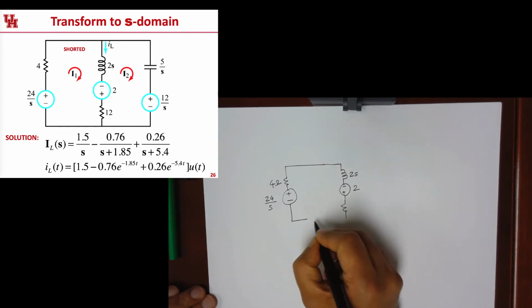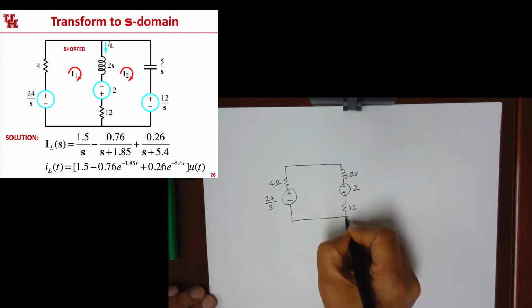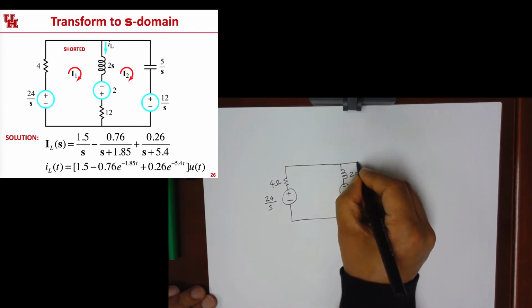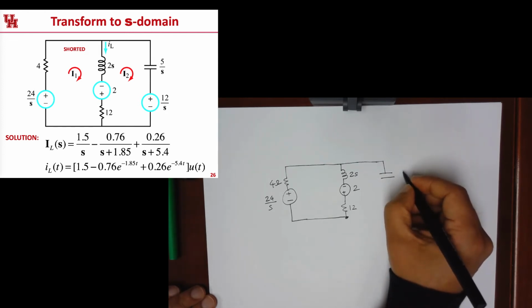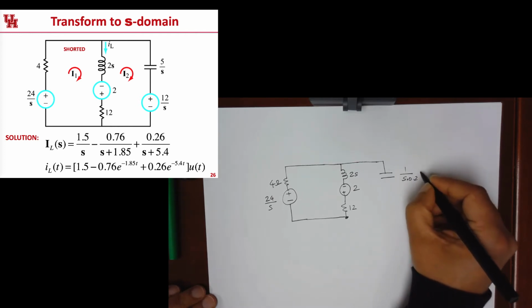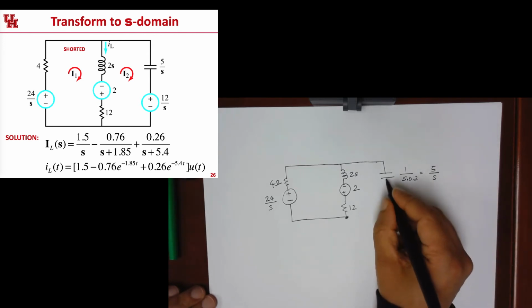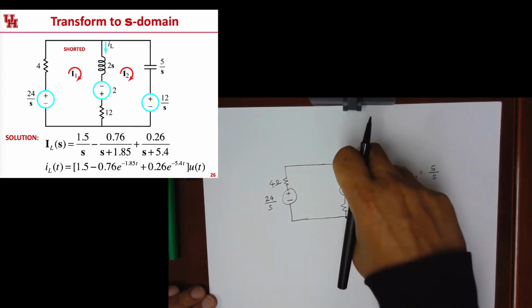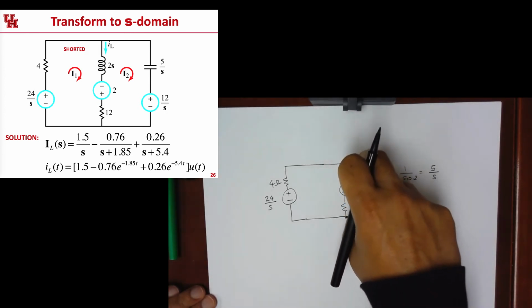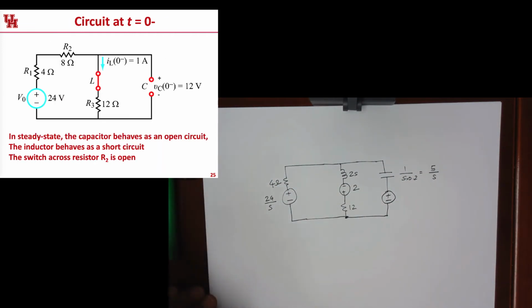And then you still have the 12 volt resistor, okay, and then the capacitor becomes, okay, it's 0.2 farad, so 1 over S times 0.2, okay, and 0.2 is same as 1/5, so it's like 5 divided by S. And then this guy is going to have a voltage in series that corresponds to the initial voltage across this whole space, right? And this initial voltage is essentially 12 volts, right?